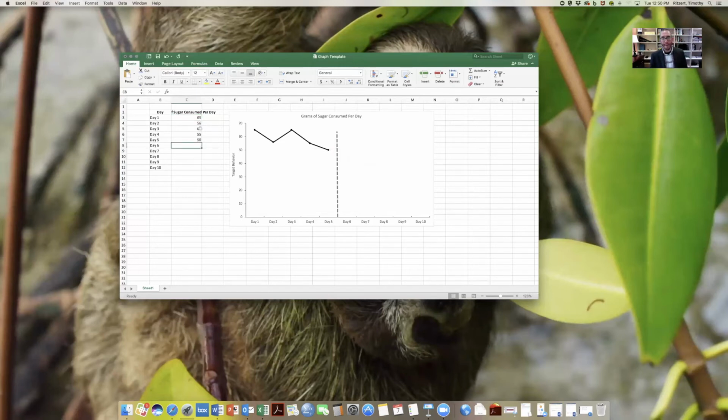And then maybe I implemented some sort of intervention. Maybe if I kept my grams of sugar per day under a certain threshold, I then applied some sort of reward. And maybe the grams of sugar consumed per day look something more like this.